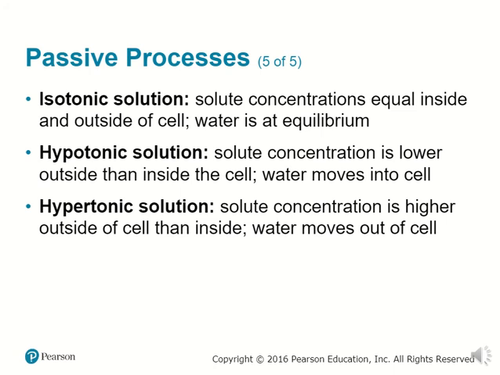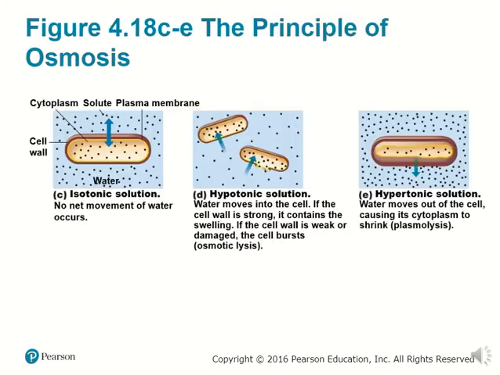I should correct what I said. Hypotonic means that water will move into the cell, and thus it can cause those cells to actually expand and even burst. Hypertonic solutions are what cause water to move out of the cell and potentially shrivel up and die.